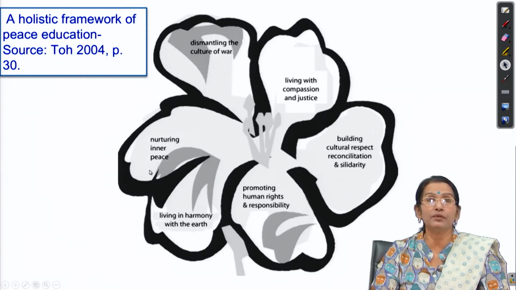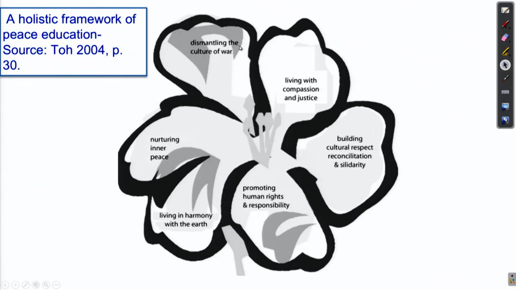So both inner peace, in the case of the individual human being as well as in the society and within the group. So nurturing the inner peace within the society, within the group, as well as within the individual citizen. So disseminating the culture of war, dismantling the culture of war. So that is the dismantling, nowadays, of cross border terrorism and all kinds of ethnic violence and political violence, all kinds of things are going on.